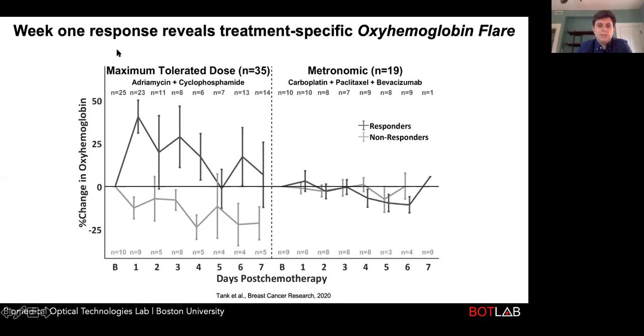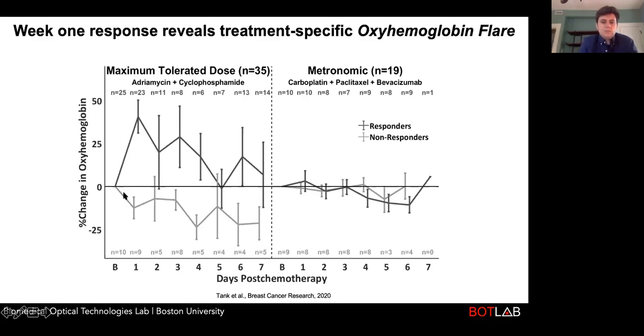So separating between maximum tolerable dose and metronomic on the left and right, you're seeing days post chemotherapy. So here's baseline and then the first 7 days, and then repeated here. And the y-axis is the change in tumor oxyhemoglobin. And what you can see is in the responders, we have this flare. We call this an oxyhemoglobin flare that occurs on the first day after the first infusion and dissipates to a large degree by the end of the first week. We don't see that in the non-responders.